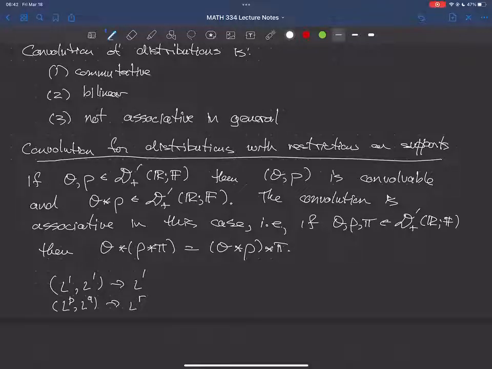And we'll also next time talk about periodicity of distributions and convolution of periodic distributions. All right, so that's next time.